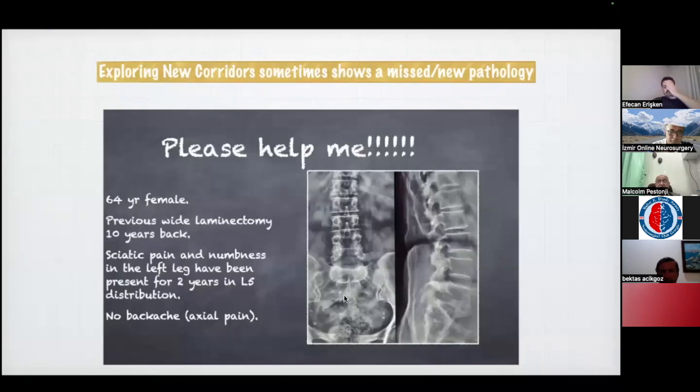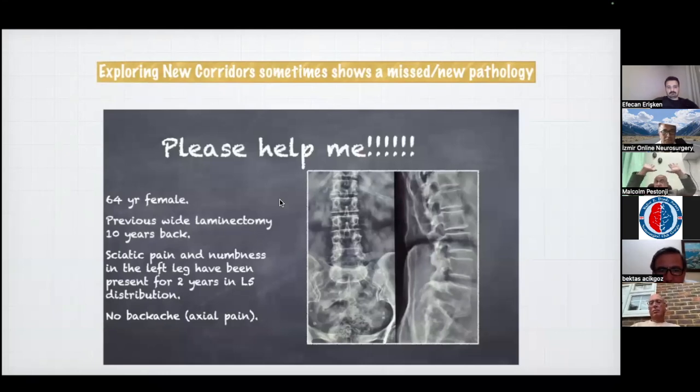Now, guys, see this patient. And I am going to ask you this. I'm going to knock you off your sleep. Some of you are pretty sleepy now. See the 64-year-old female. She had a wide laminectomy done 10 years back. Now she comes to me with sciatic pain and numbness in the left leg, since last 2 years, and she actually crawls into my room. She's not even able to stand straight. No backache. Obviously, you can see the fusion mass over here anteriorly, huge.